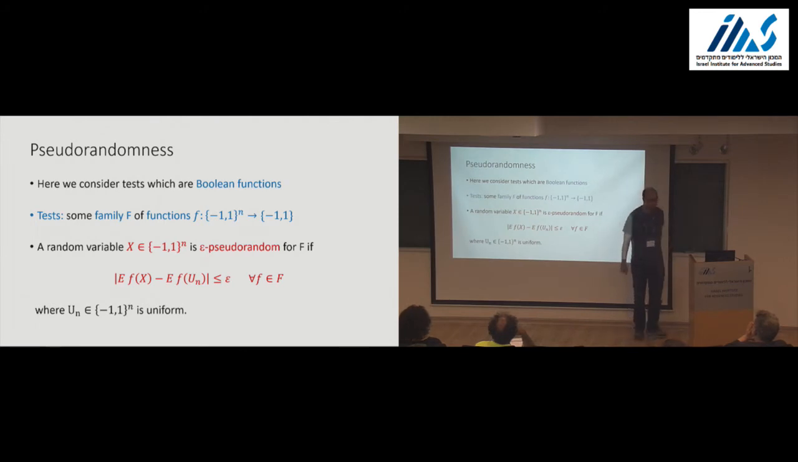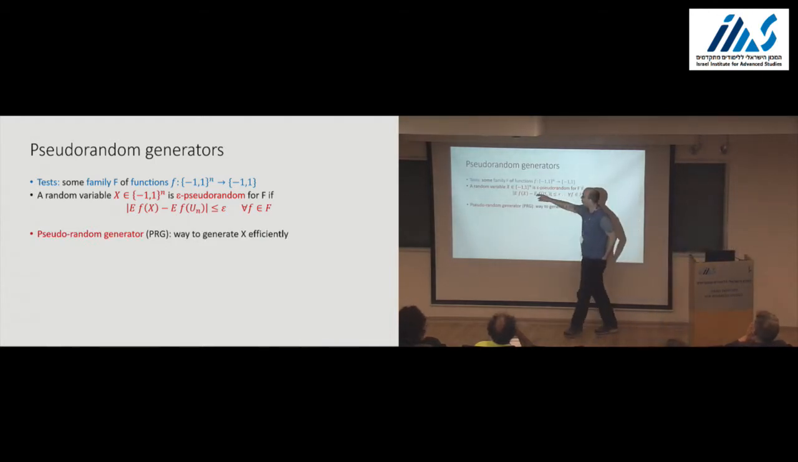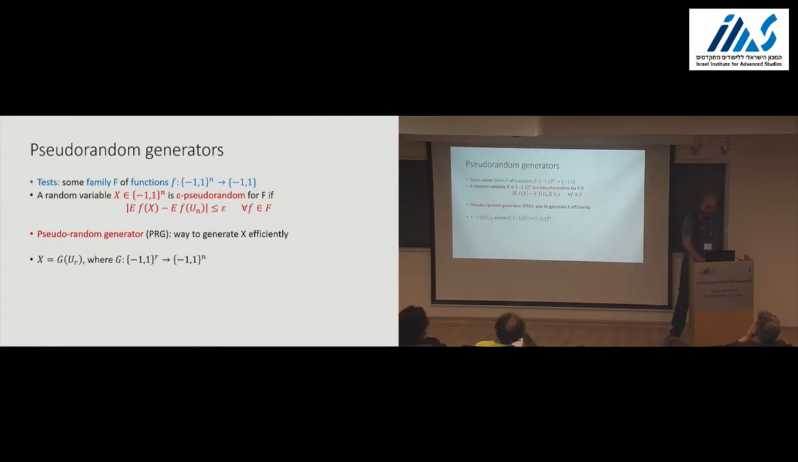Okay, and the question is, can we find this type of random variables that are somehow efficient? This is where pseudo-random generators come into the picture. So again, this is just copied from the last slide. A pseudo-random generator is just an efficient way of sampling this random variable. So what do I mean by sampling?